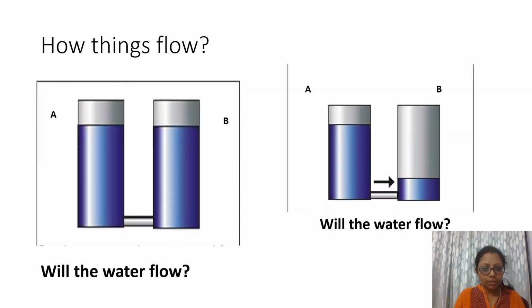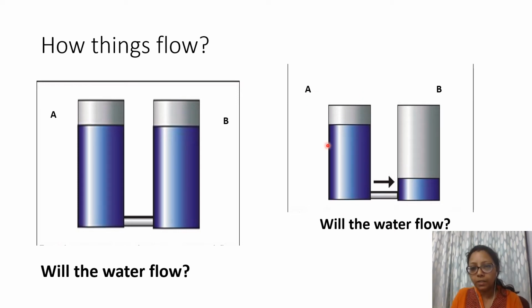So, I have a situation like this where I have two jars, jar A and jar B, and my question is, will the water flow from jar A to jar B? No. Why? Because we can see that the level of the water in both the jars is the same, or we can say that the pressure in both the jars is the same. If we see here, the pressure at this point due to the height of the water is equal to the pressure at this point due to the height of the water in B. And since the heights are the same, the pressure is also the same, and so no water flows.